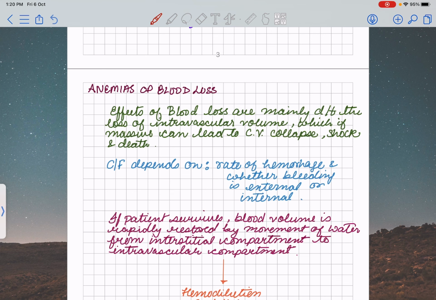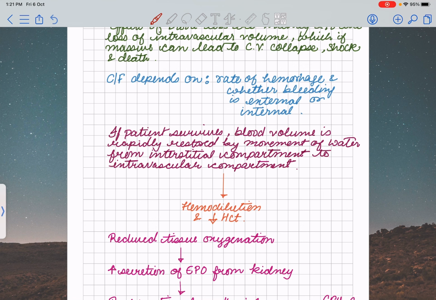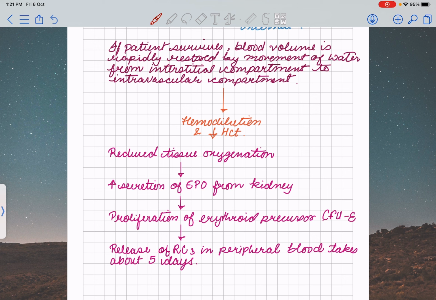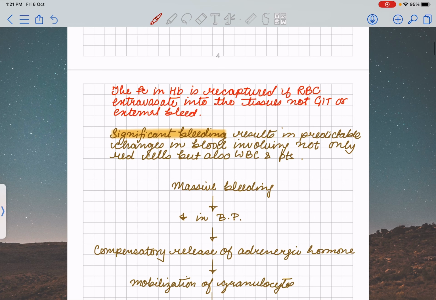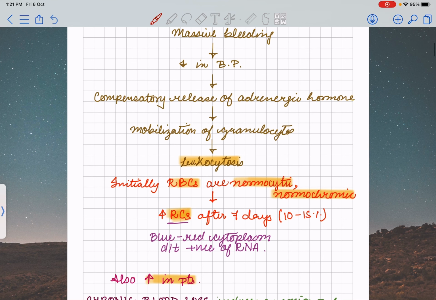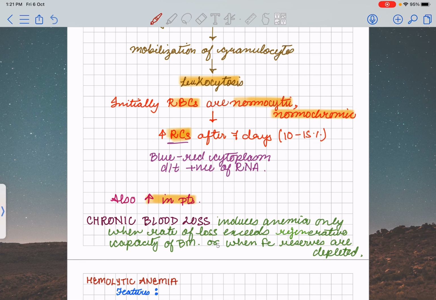If the patient survives, then we cannot detect anemia quickly because of our diagnosing factor being hematocrit. But in hemodilution, we'll see reduced hematocrit. And how does the body counteract blood loss? By increasing erythropoietin, CFUs increase, and reticulocytes increase in the blood. And in case of significant bleeding, it's not only the RBCs, WBCs can also leak out, right? So we have leukocytosis also, and there will be an increase in platelets. Chronic blood loss is only detectable in the case where your rate of blood loss is greater than the rate of RBC production. If they are balanced, then the body cannot easily detect it, right?